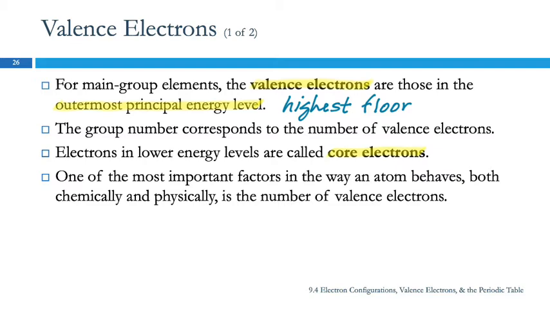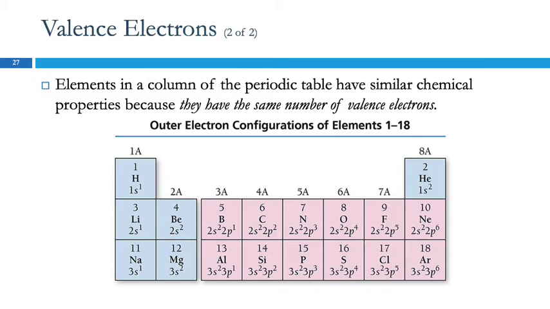The valence electrons are really important in understanding how atoms behave. If we look at the periodic table and the electron configurations, here's hydrogen and helium, etc. Lithium and beryllium both have the highest occupied level as level 2, right? And so lithium has 1 electron in there. It has 1 valence electron. Beryllium has 2 electrons on that 2nd level. It's got 2 valence electrons.